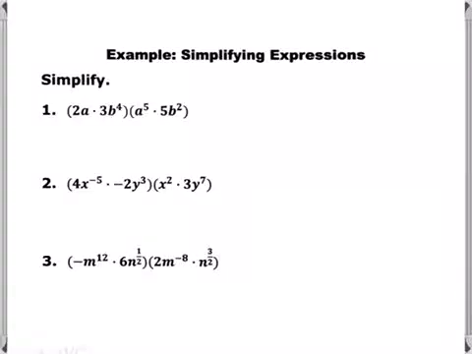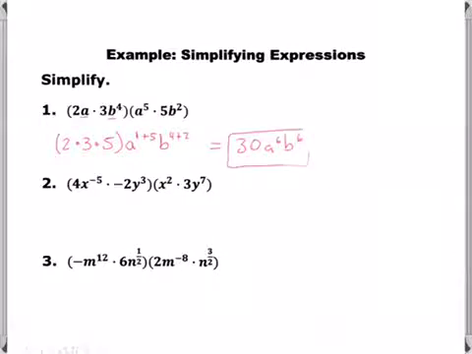So we're going to multiply our coefficients. So 2 times 3 times 5. And then we add the exponents of like-based items, so a to the 1st, and then a to the 5th. And then we've got b to the 4th, and b squared. And so then we simplify as best we can. So 2 times 3 is 6, 6 times 5 is 30, and we get a to the 6th, b to the 6th power. And we're done.